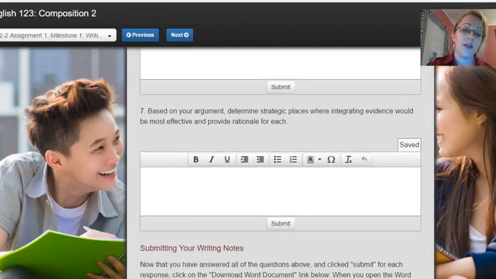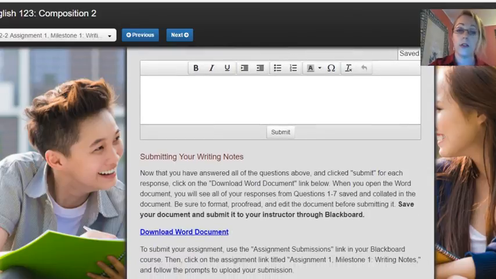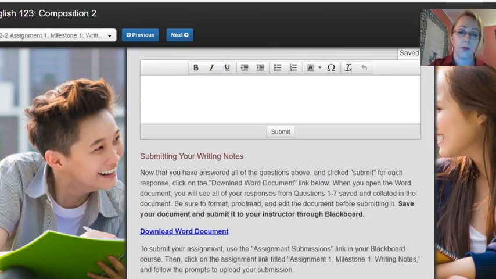Number 7, based on your argument, determine strategic places where integrating evidence would be most effective and provide a rationale for each. So you've got your key points. Where are you going in your essay to integrate specific evidence? All right, and you can include some specific examples of your evidence as well.